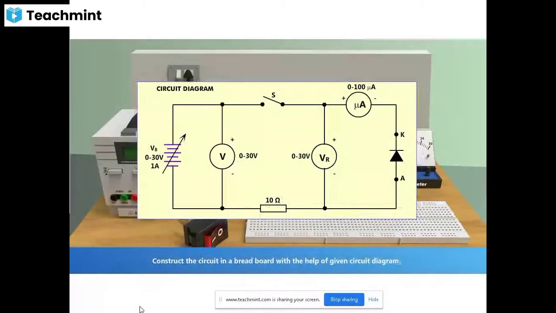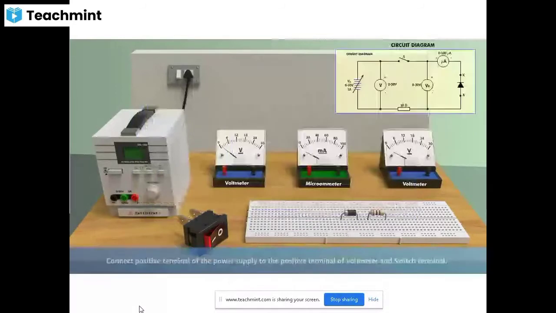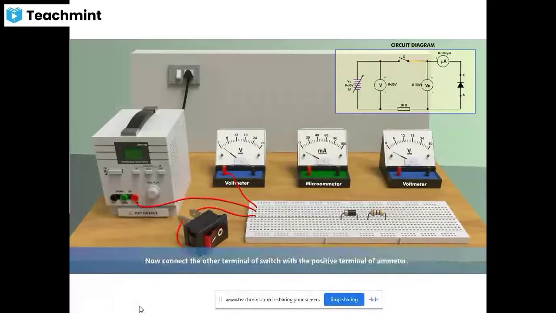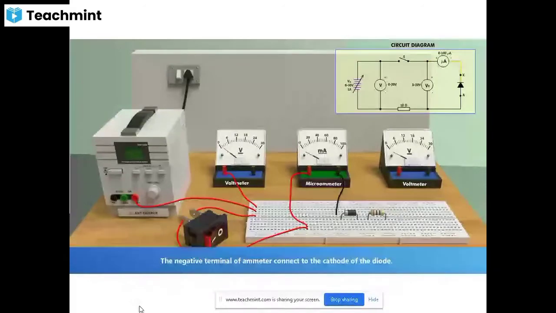Construct the circuit on a breadboard with the help of the given circuit diagram. Connect the positive terminal of the power supply to the positive terminal of the voltmeter and switch terminal. Now connect the other terminal of the switch with the positive terminal of the ammeter. The negative terminal of the ammeter connects to the cathode of the diode. Connect the positive terminal of the ammeter to the positive terminal of the voltmeter. Now connect the negative terminal of the voltmeter to the anode of the diode.